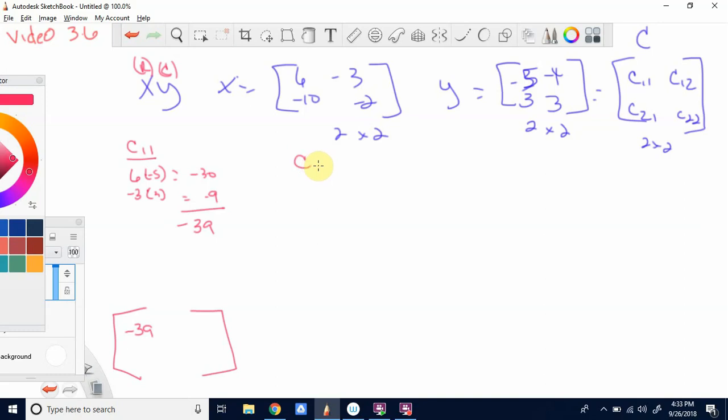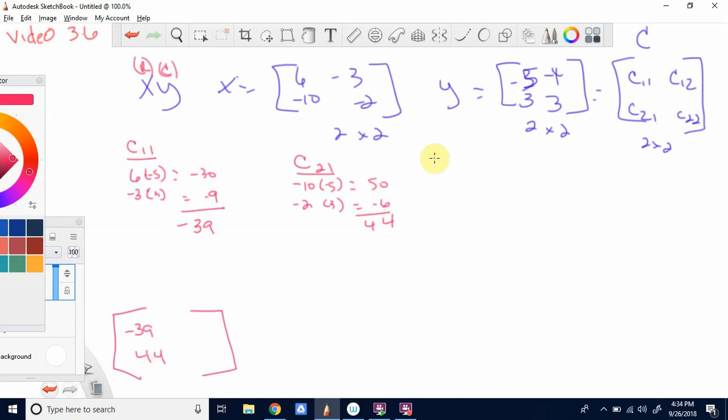Then I'm going to do C21. I'm going to take row 2, so -10, -2, column 1. This is why I need to stay organized. This can be really messy. So this becomes 50 and -6, which equals 44. Yes, so that's going to go in here, 44.